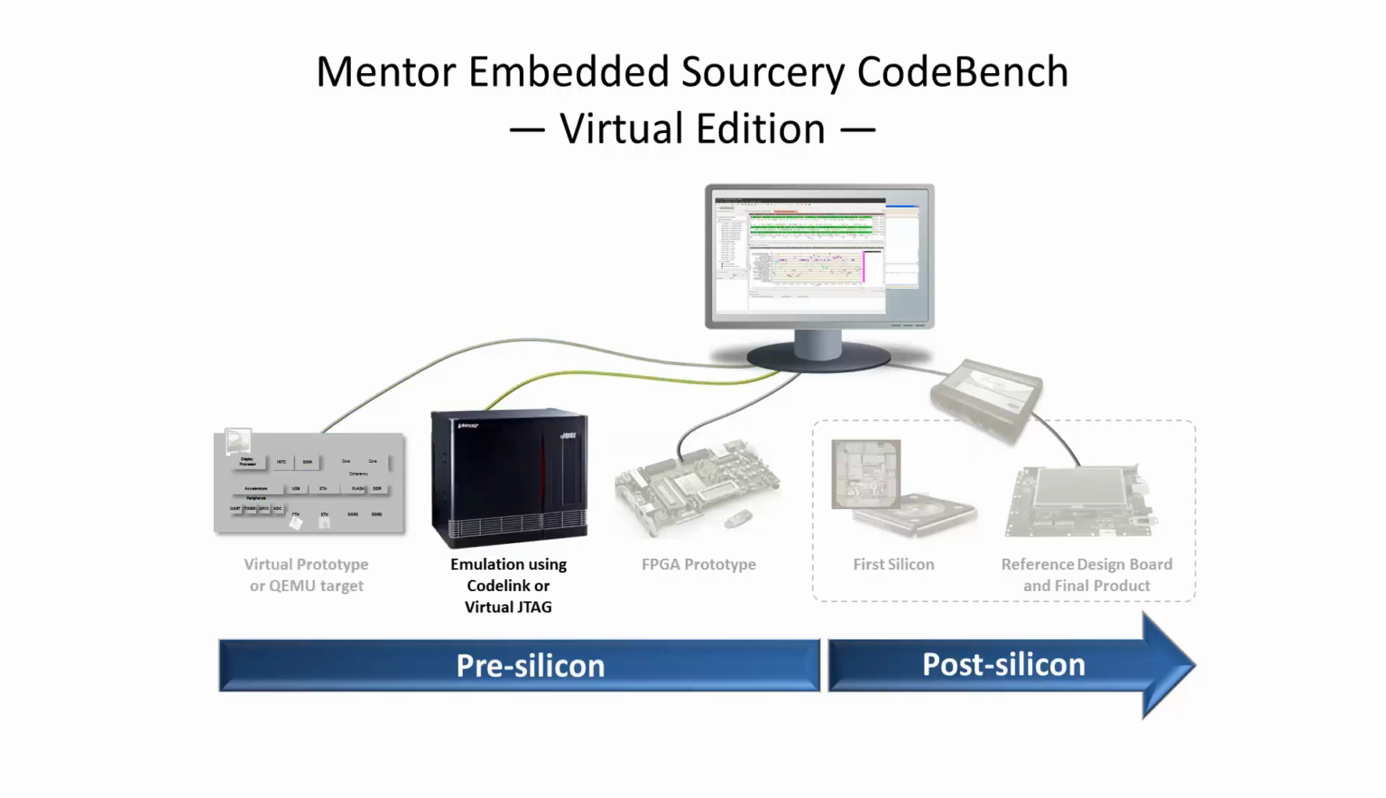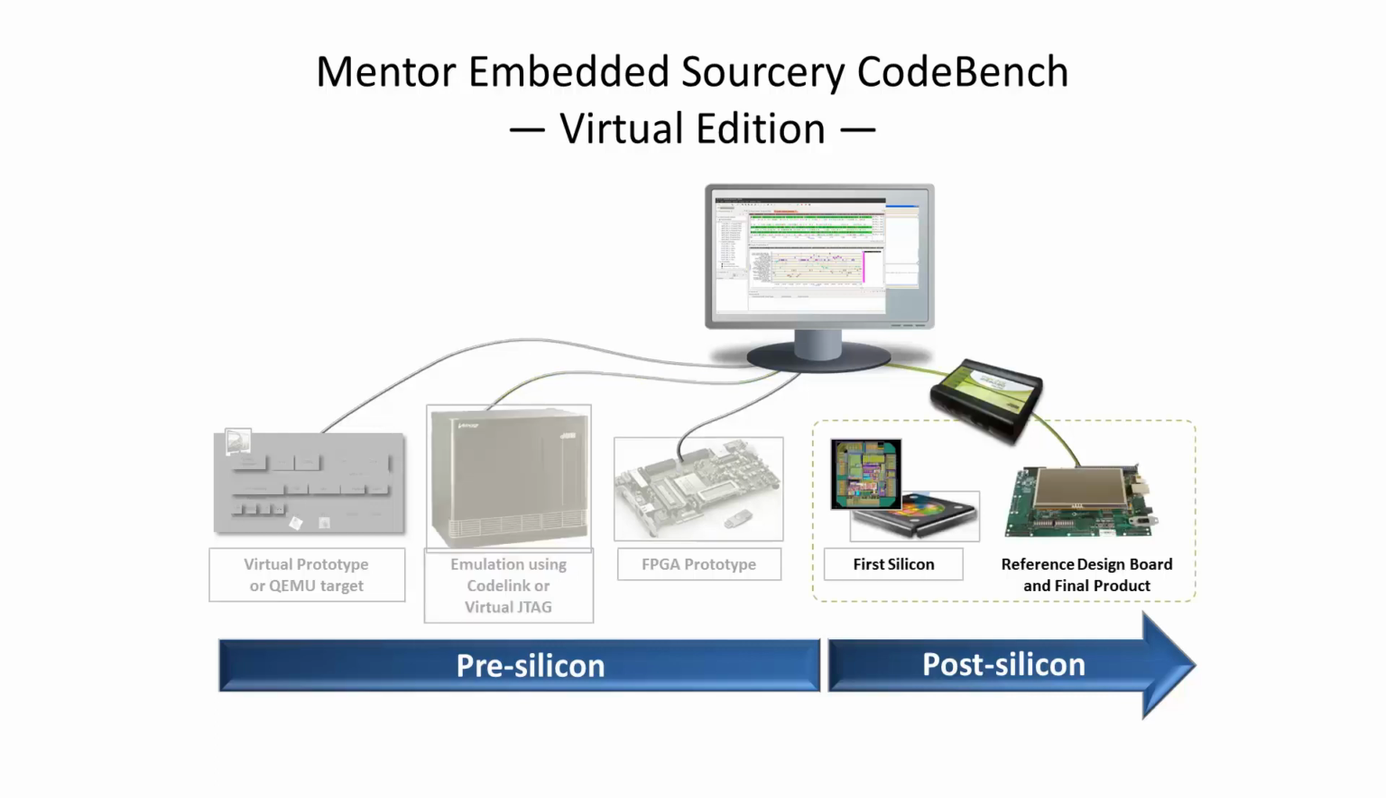Then we'll show how hardware-software co-debug on a Veloce hardware emulator can reveal hardware defects arising from complex hardware-software interactions before the hardware is taped out, and while there's still time to fix the hardware. Lastly, we'll show the same debug environment running on a prototype board using a JTAG probe.